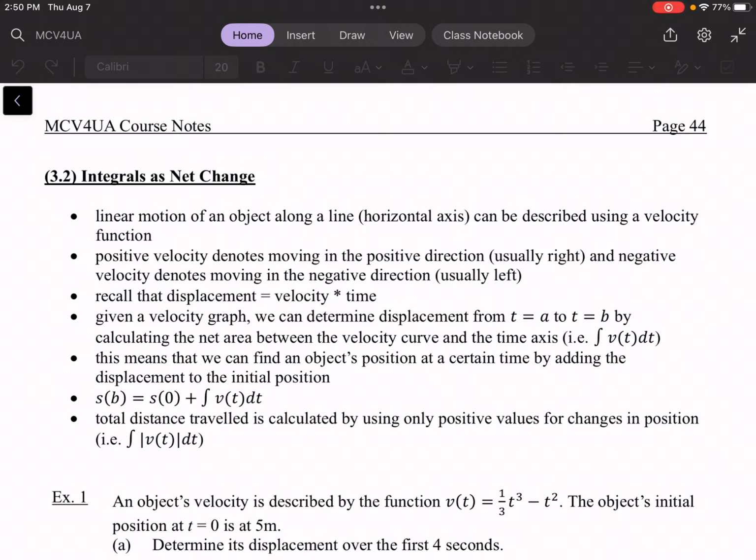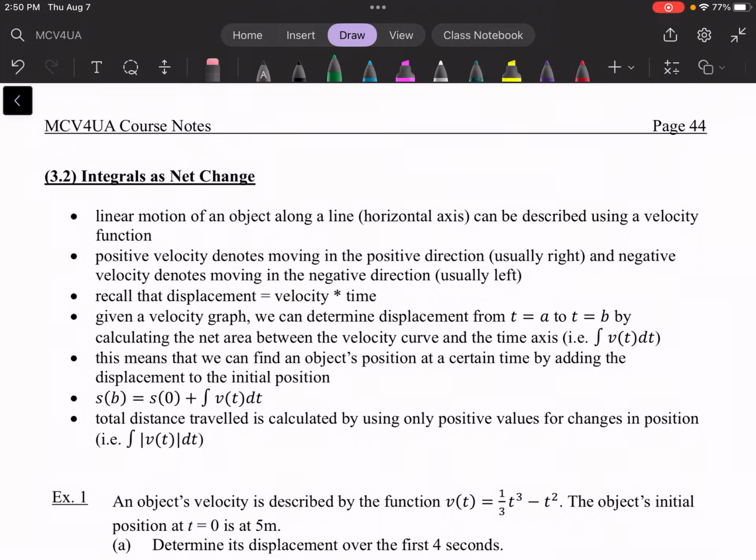So, first off, linear motion of an object along a line, horizontal axis, can be described using a velocity function. Positive velocity denotes moving in the positive direction, usually right, and negative velocity denotes moving in the negative direction, which is usually left. Remember that you can list displacement as velocity times time. So distance equals speed times time is another similar idea.